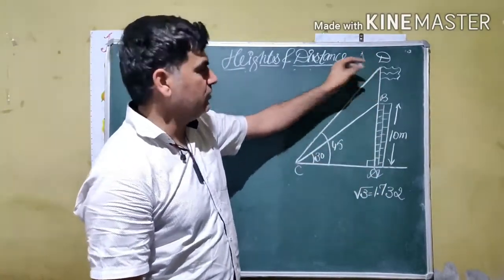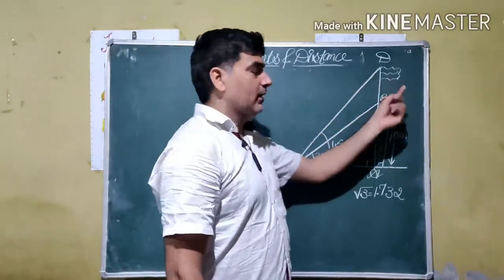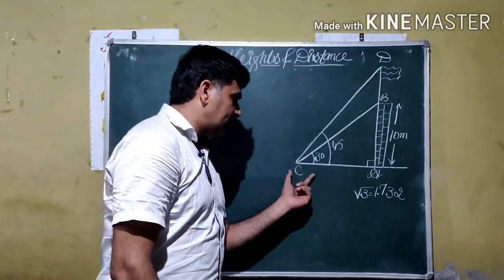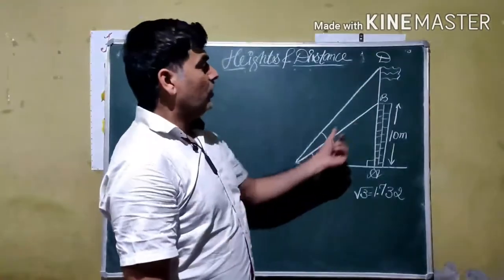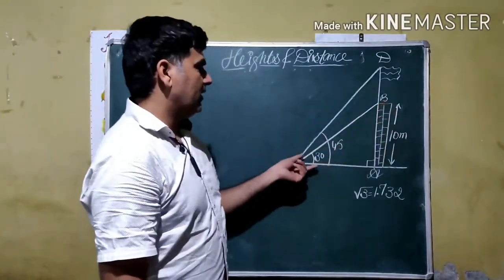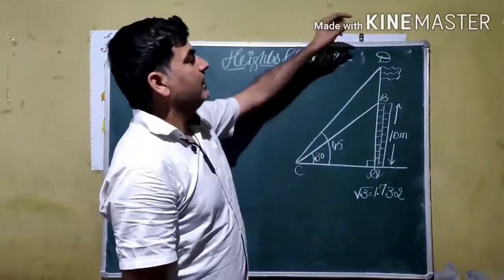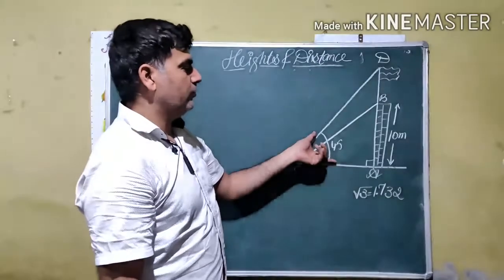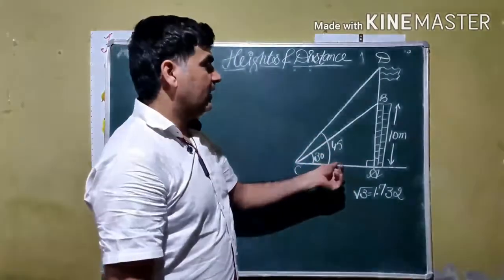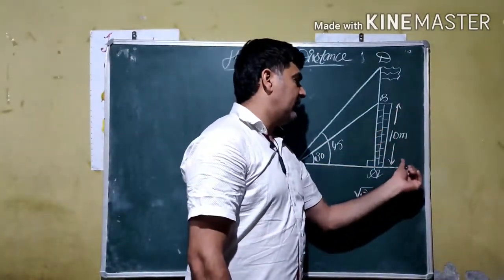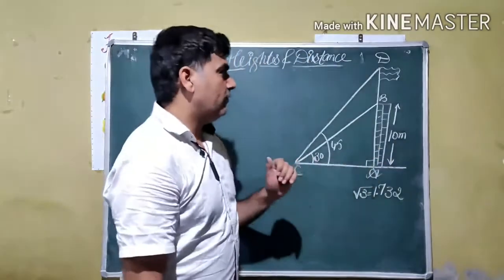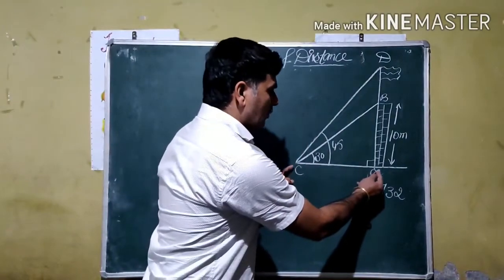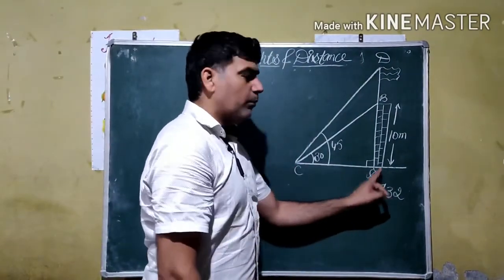We can say pipe also. Here we are representing the flag, and this is the height of a building. The person standing at point C observes the top of the building makes an angle of 30 degrees, and when we see the top of the flag, the angle of observation is found to be 45 degrees. The height of the building is given as 10 meter. We have to find the height of the flag and the distance of observation away from the bottom of the building.